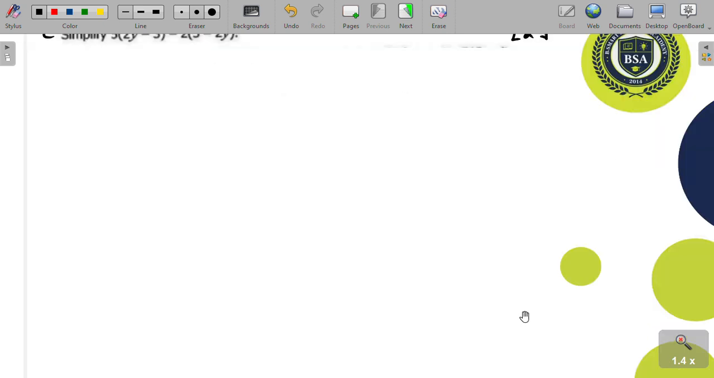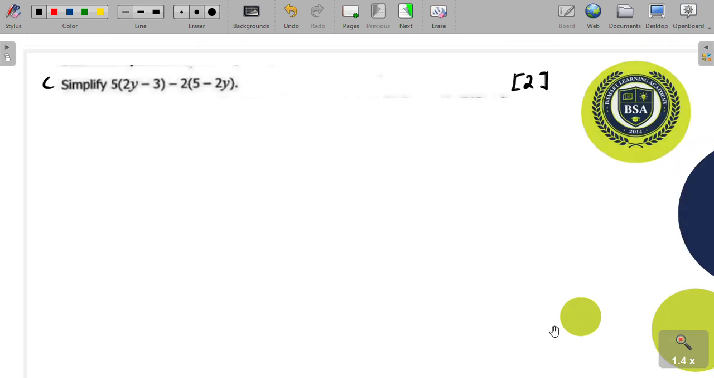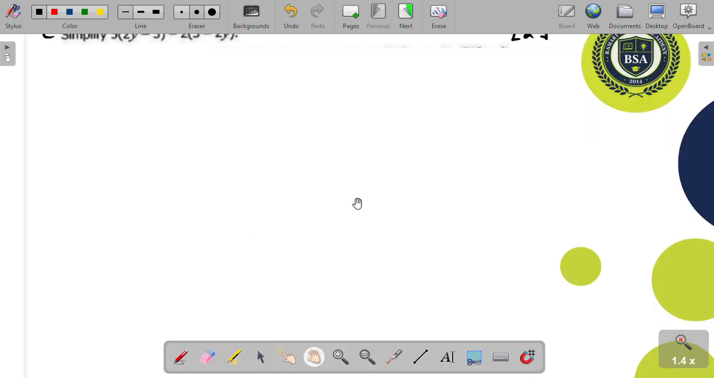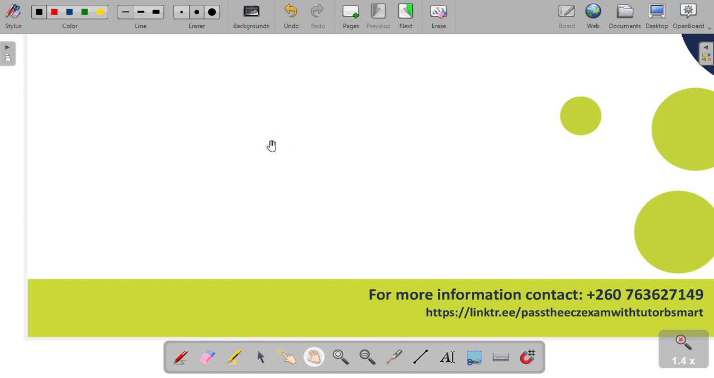So let's look at another question. This is mathematics, so get your book, get your pen. Okay, so we are solving this question here, and we're using this space as our space for showing the workings.